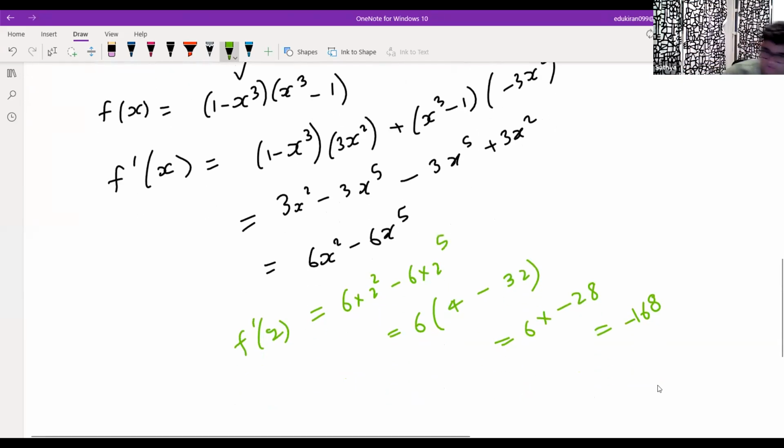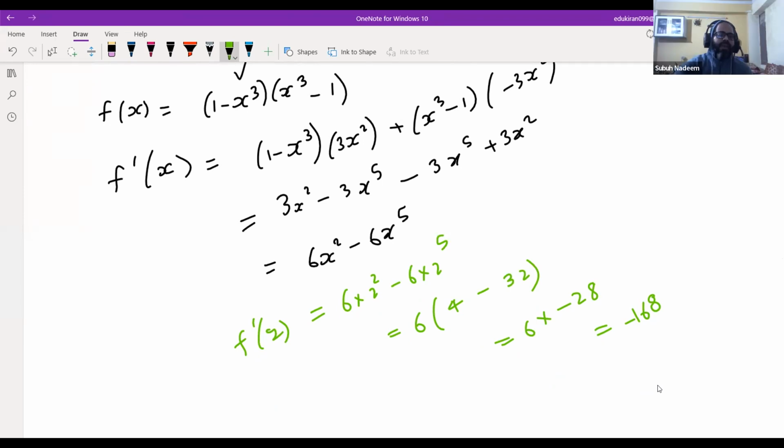But then the final answer in this, I think 1 minus 144 is the correct answer. Let us check it by another method also. There is another method also. We'll confirm it. Otherwise, they have given the wrong answer.